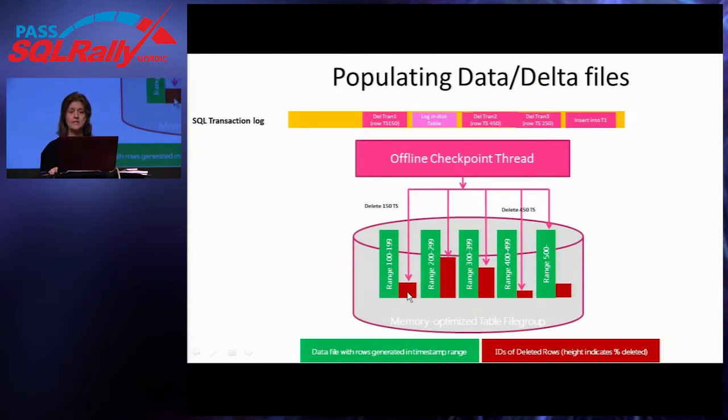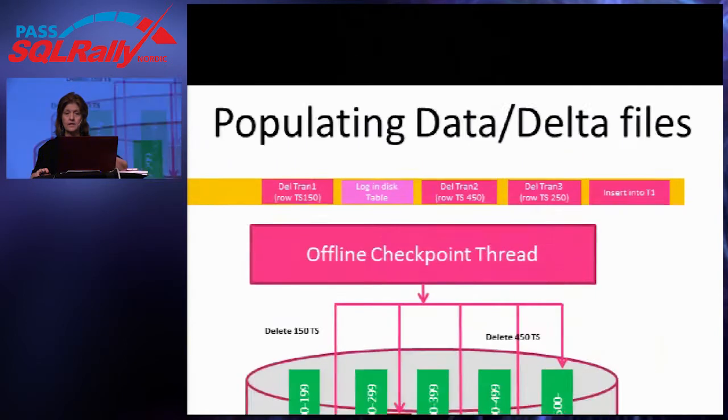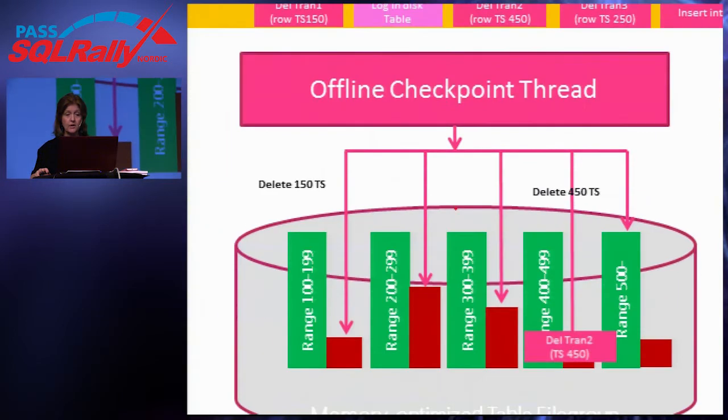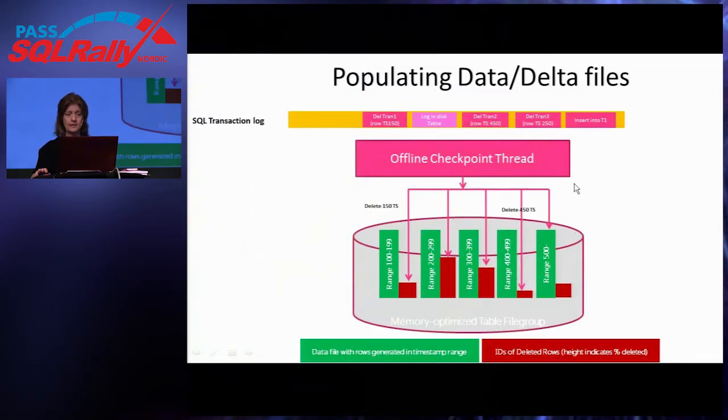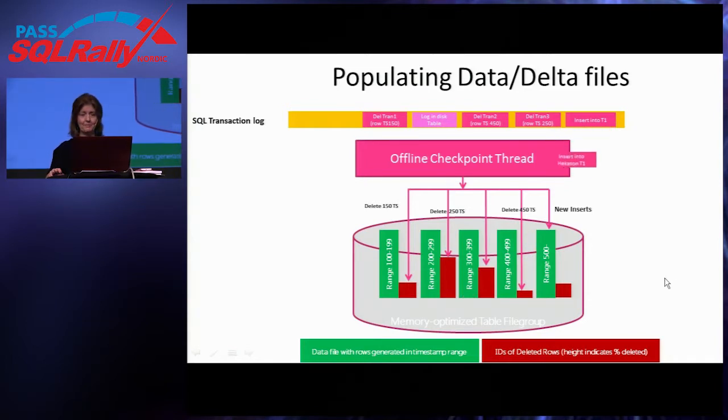We ignore the disk-based operation. The delete from a row that was inserted at time 450 goes to the delta file for the range 400 to 499, and then the delete from 250 would be put into this delta file here, and then a new insert will happen. So let's see that. The third delete will be written to, and that's the second delete. Oh, not going to the right place. I'm sorry, I'm going to have to check my animation here.